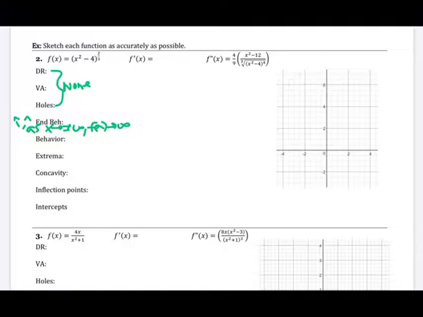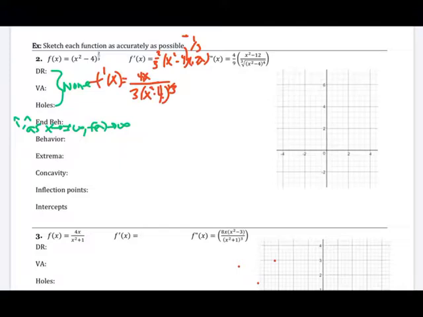So no domain restrictions, no holes or vertical asymptotes on number 2. End behavior is going to be similar to the last function. We're going to have both as x approaches positive and negative infinity, the function is approaching infinity. So now we need to find the derivative, find the critical values, and analyze them on a number line.